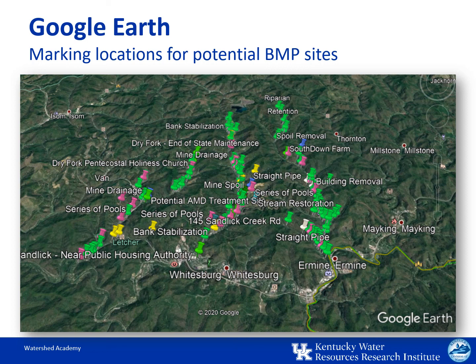You can also use Google Earth to search around your watershed and become more familiar with its distinguishing features. And later, you can mark sites for potential BMP locations that can be reviewed by local residents for feasibility and other considerations. This example from the Whitesburg area in Letcher County used different colored pens to mark possible locations for riparian plantings in green, stream bank stabilization in yellow, stream restoration, mine remediation, and other BMPs, such as step pools and retention basins in pink.